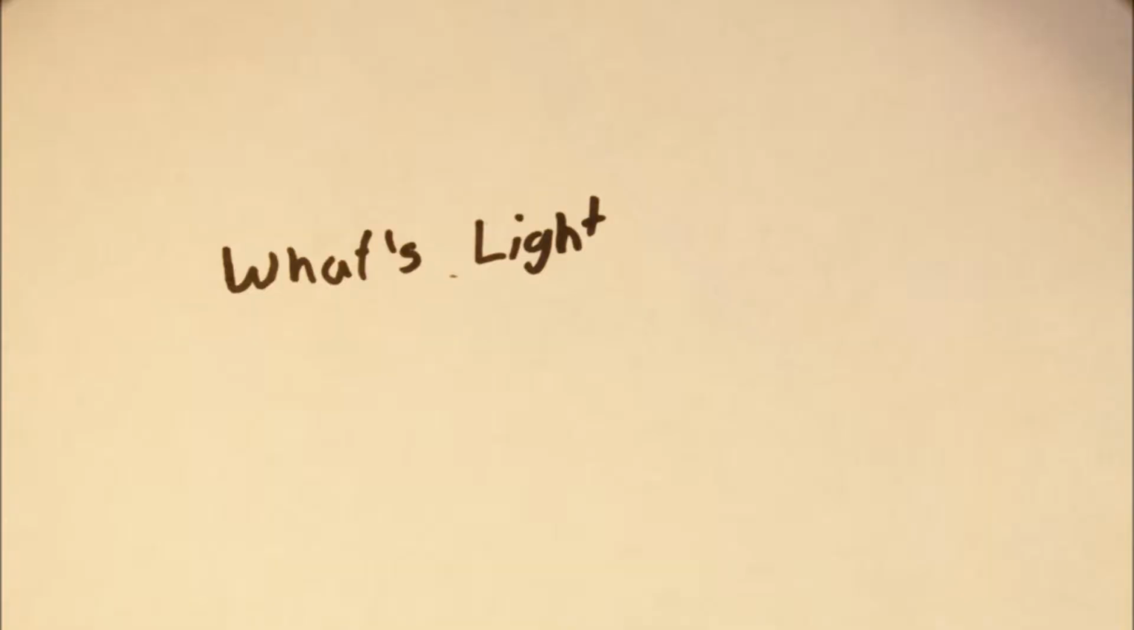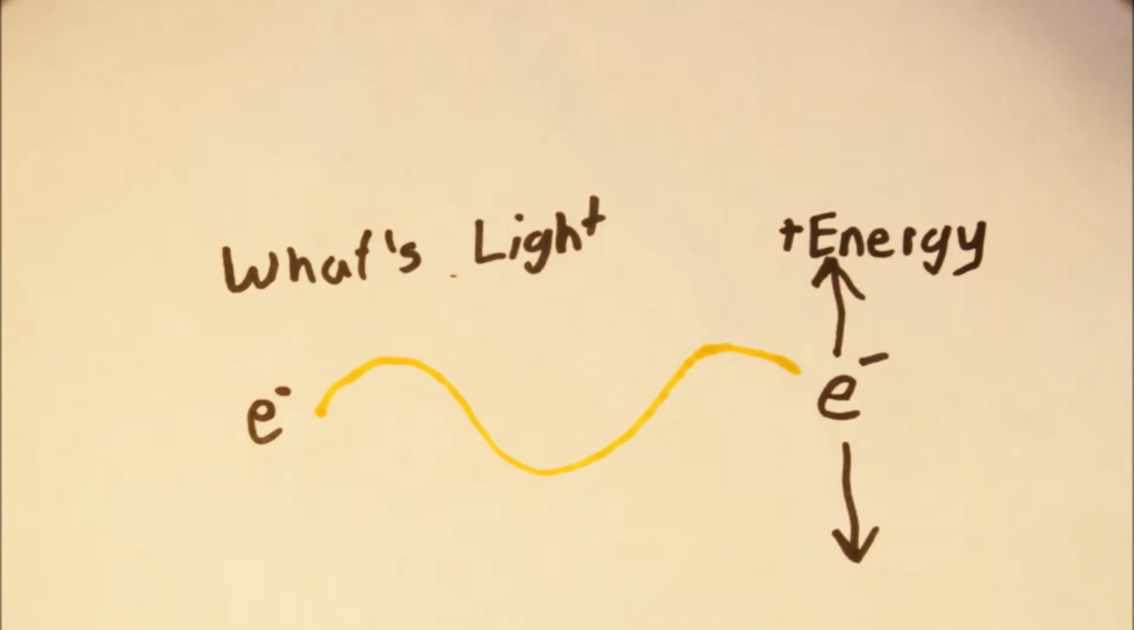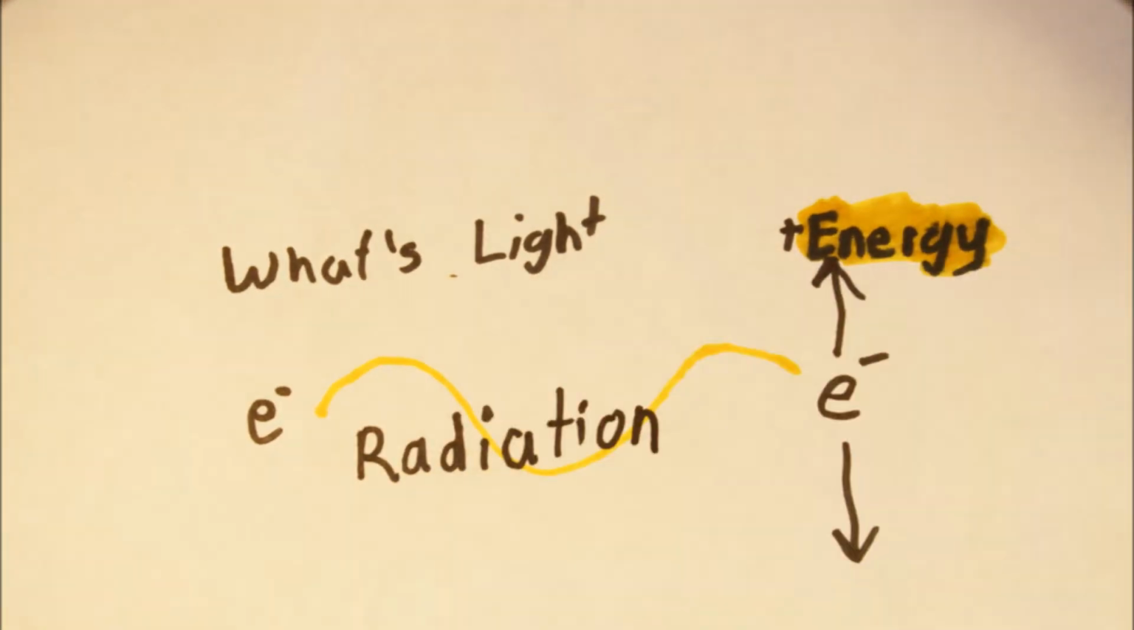To learn more about the next type of heat transfer, you should learn what light is, and I have already made a video about that. So, when light hits an electron, it makes the electron move more, and as we said before, more kinetic energy is more heat. This type of heat transfer is called radiation.